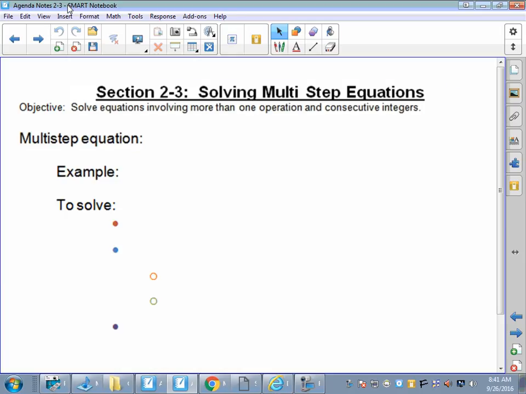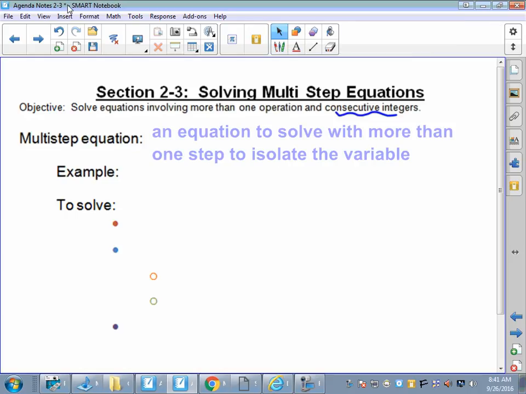So in section 2.2 we solved one-step equations. You just had to add or just subtract or just divide or just multiply. Now we've got multi-step. We're also going to talk about some consecutive integers. You might see this up here. Consecutive integers is all about setting up an equation.